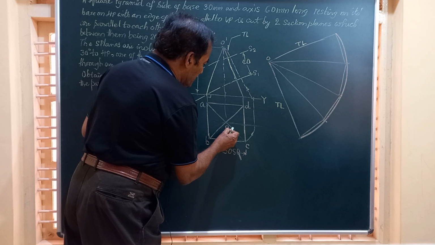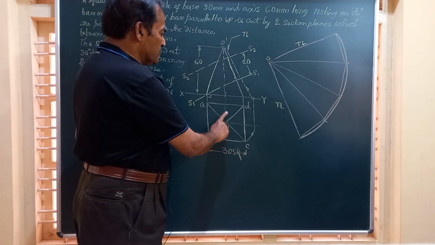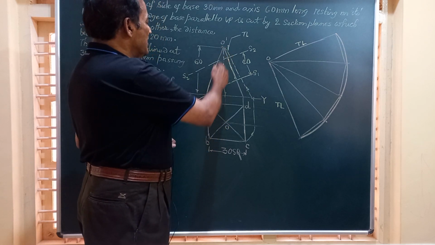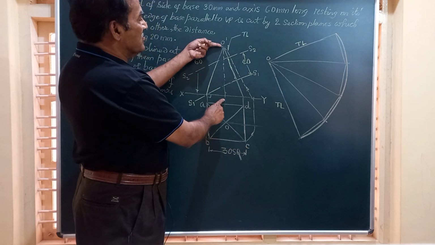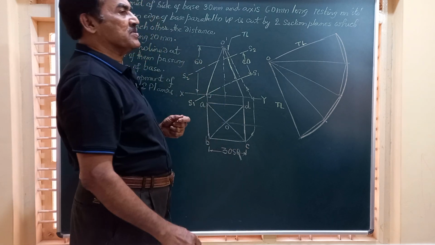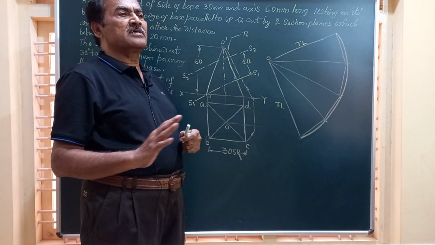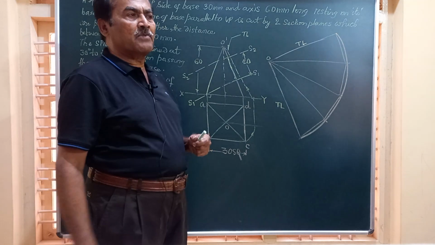We have the top view, a square with all the diagonals joined to it, and in the front view you get a triangle of base 30 mm and height equal to 60 mm. I have shown them here. Now the initial positioning of the solid is over. We have completed 50% of the problem.